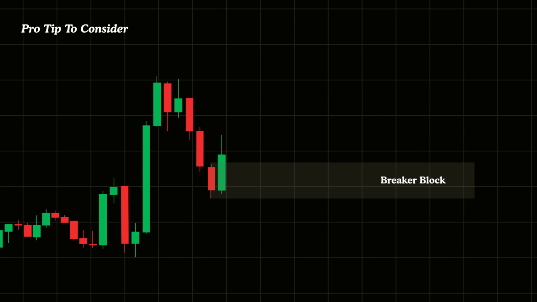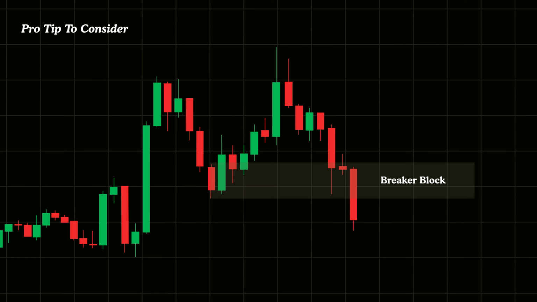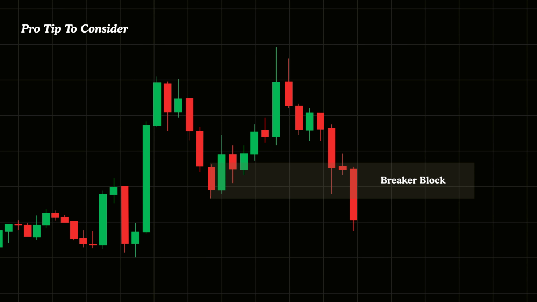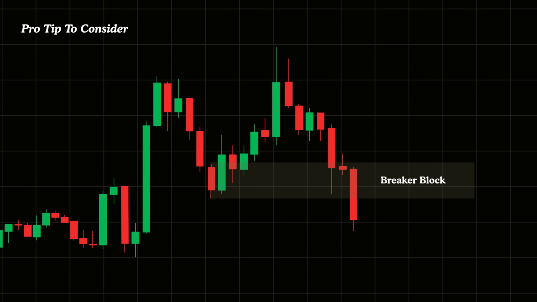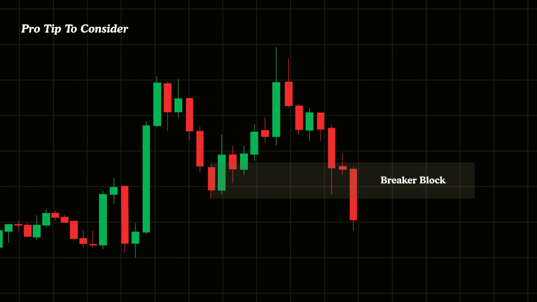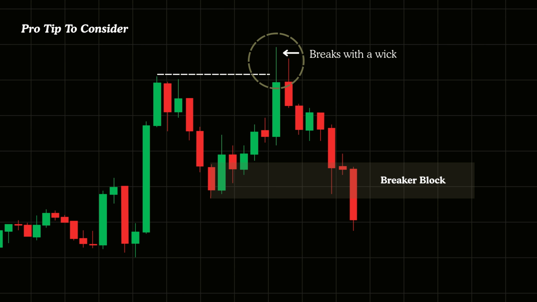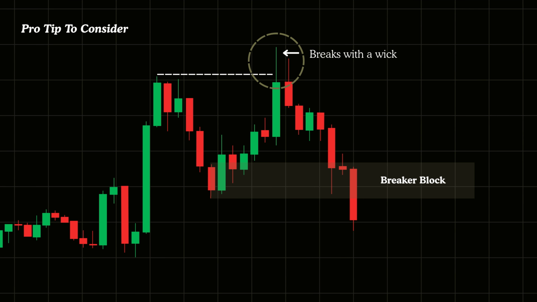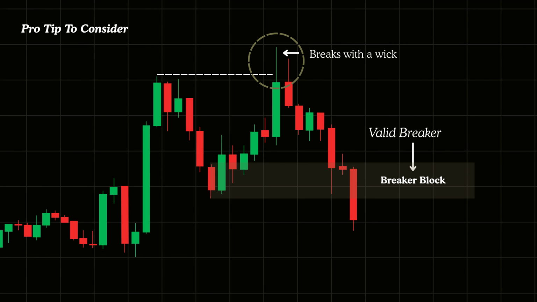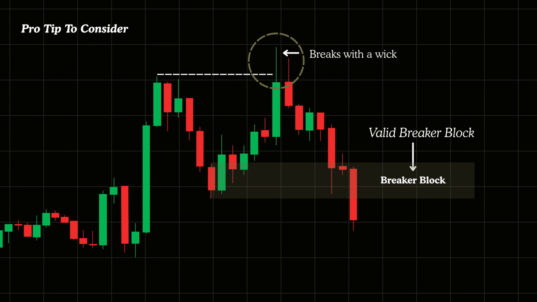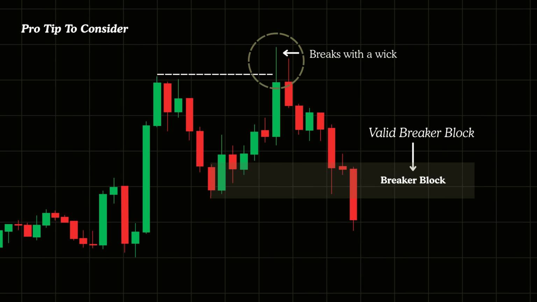Here's a pro tip to keep in mind. When spotting a valid order block, price must break and close above a recent swing high or below a swing low to confirm a proper break of structure that aligns with the order block. However, this condition doesn't apply to breaker blocks. In their case, it's not necessary for the candle body to close above or below the recent swing low to confirm its validity.